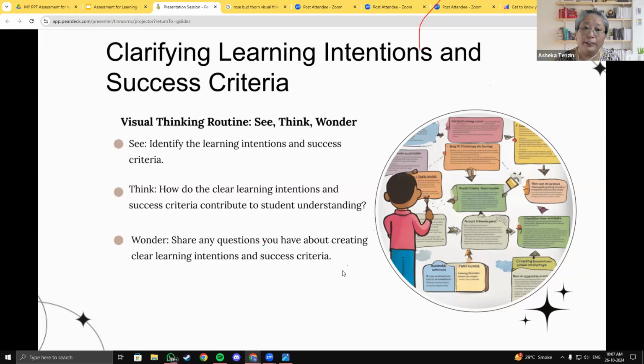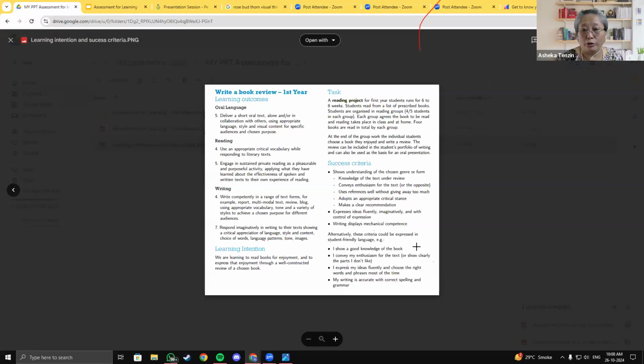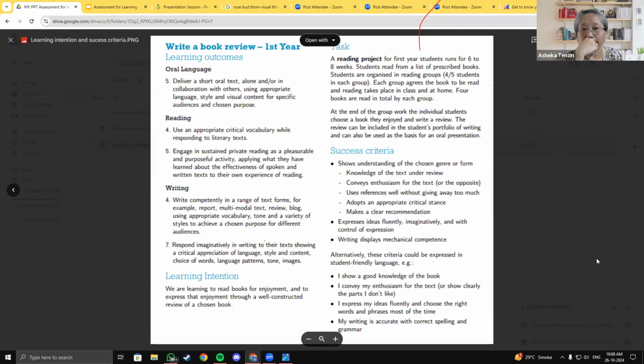After identifying the learning intention and the success criteria, you will think about how having clear learning intention and success criteria contribute to student understanding. And then I would want you to share any questions that you have about creating clear learning intentions and success criteria. So for the first task, where you have to see and identify the learning intention and success criteria, I want you to see this particular sheet. I have shared it on my Zoom screen.